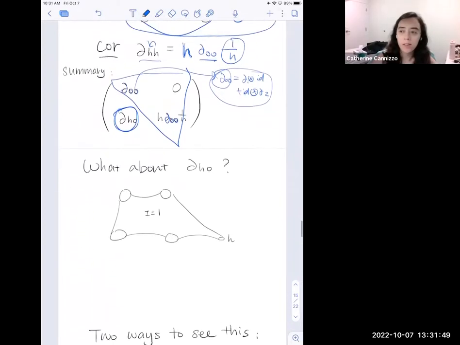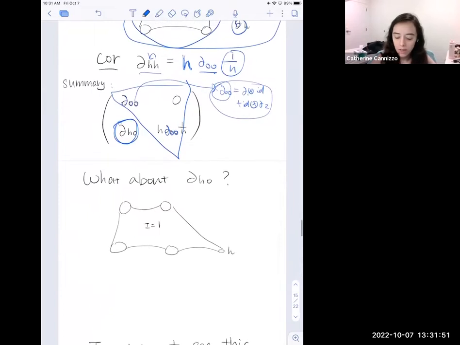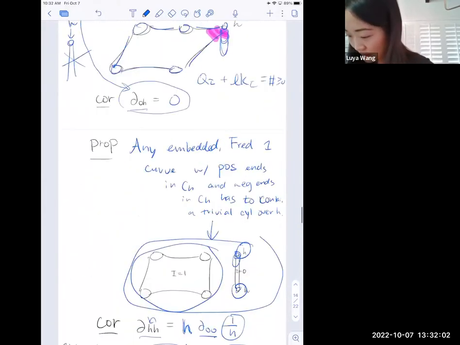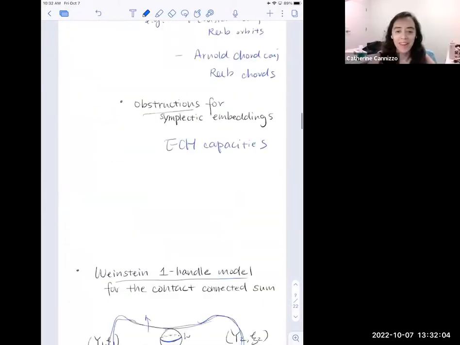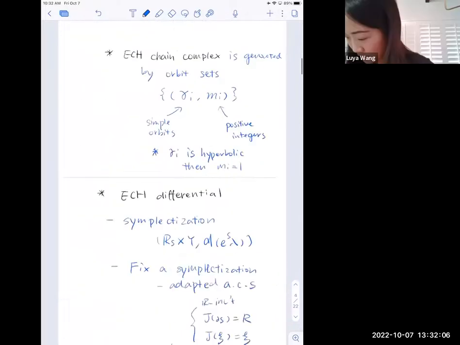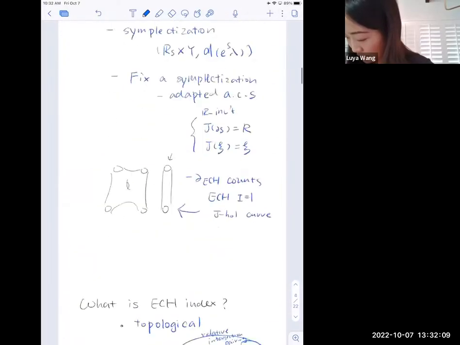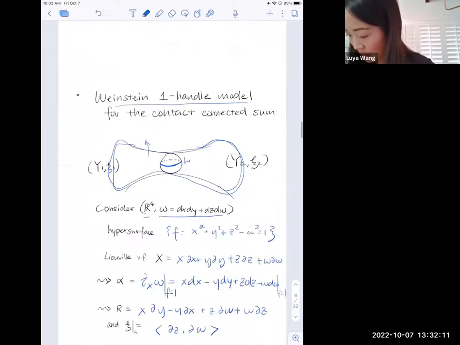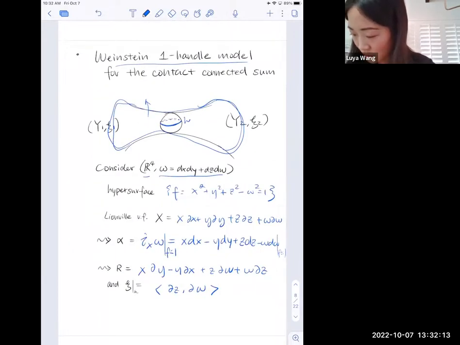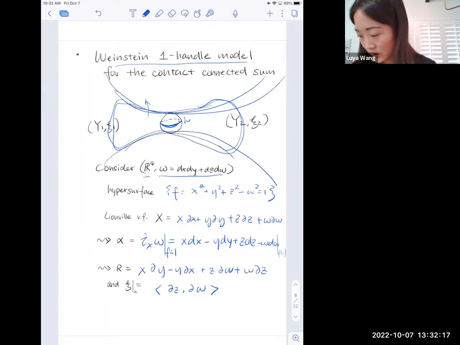Oh, Luya, could I ask a question? Yeah. This H that the two pseudo-holomorphic planes are asymptotic to, can you say again a little bit more about it? Like how you find it? Yeah, so that was, sorry to make you go back. Oh no worries. That was the hyperbolic orbit that we had to have while we did the Weinstein one handle attachment. So this is the equator of the sphere.